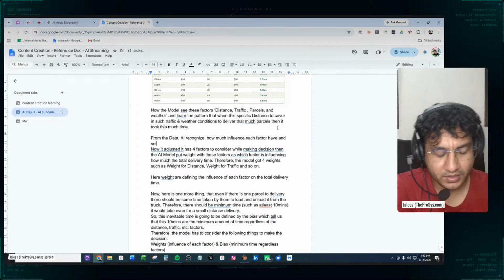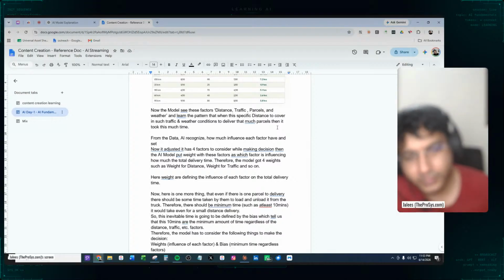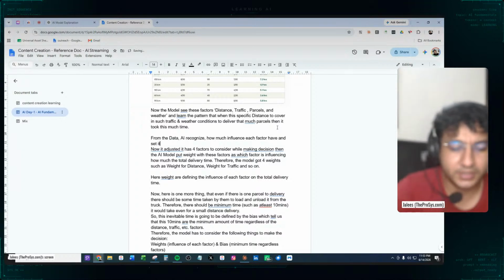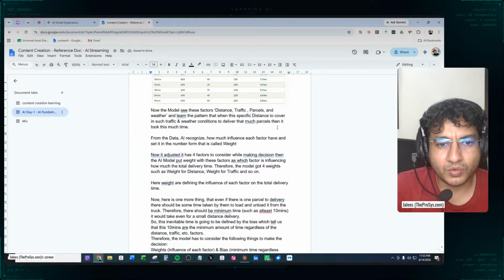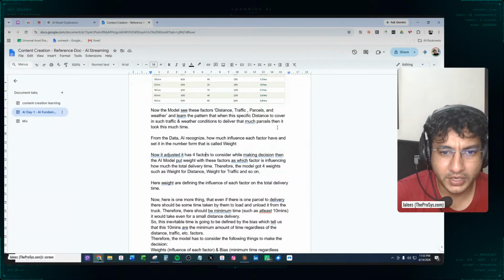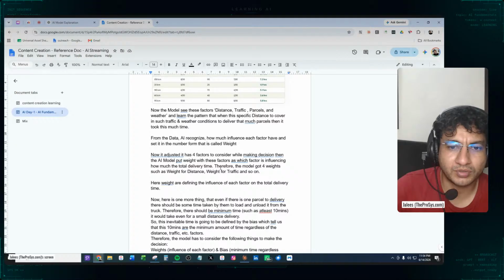and set it in number form that is called weight। ठीक है, so okay, now it adjusted, it has four factors to consider while making the decision, then the AI model puts the weight with these factors as these factors influence how much total delivery time, so on. ठीक है, here's the way of defining the factor. So ये चीज़ आ गई.